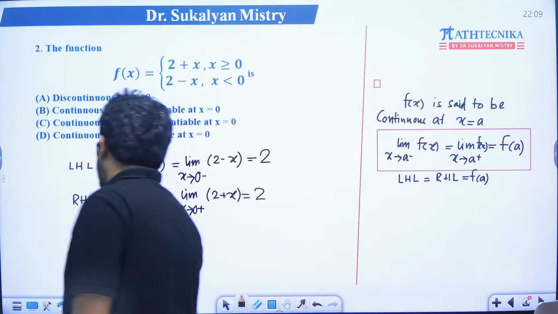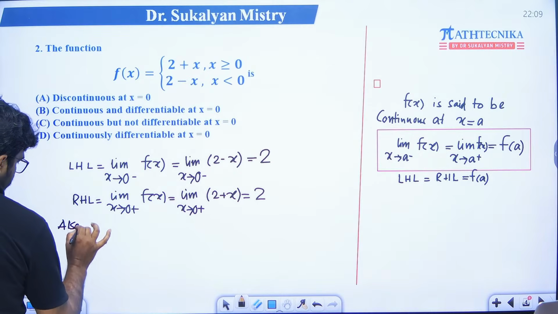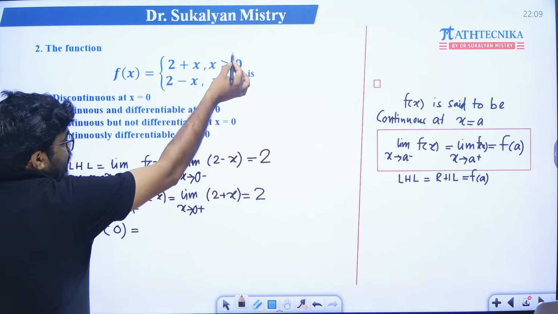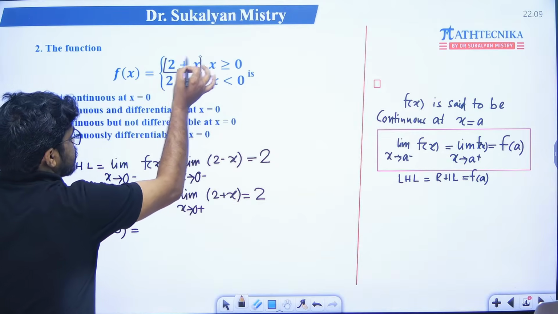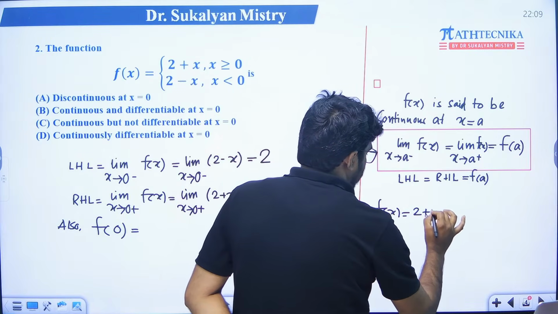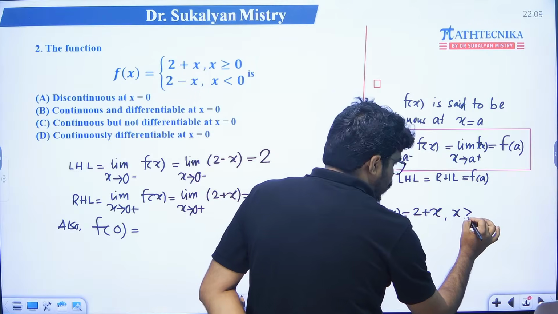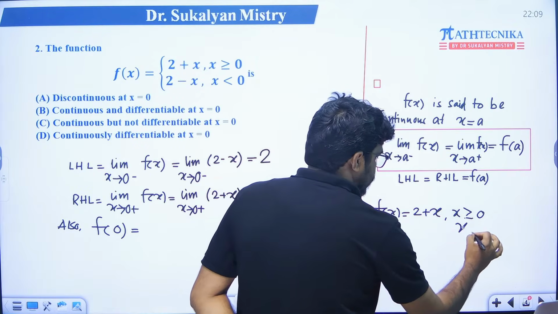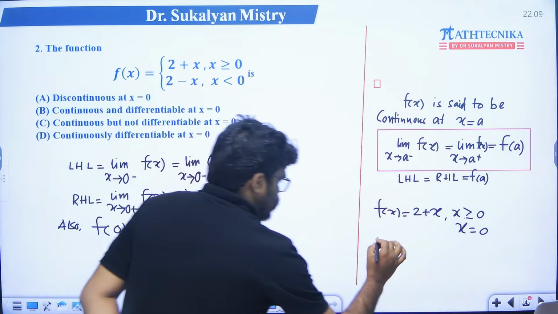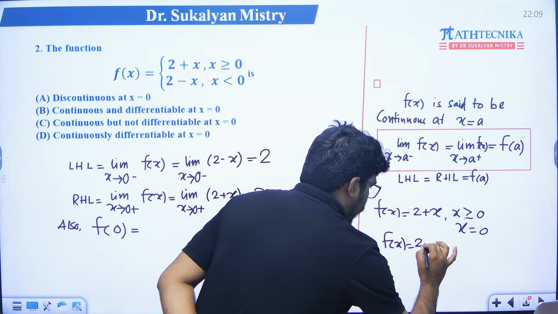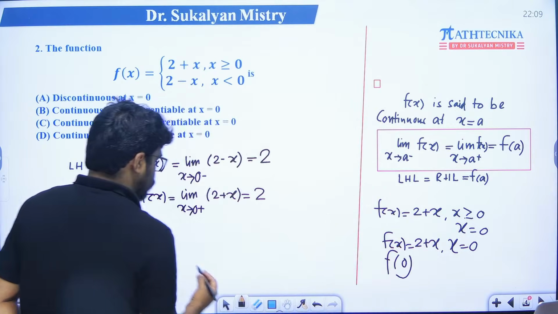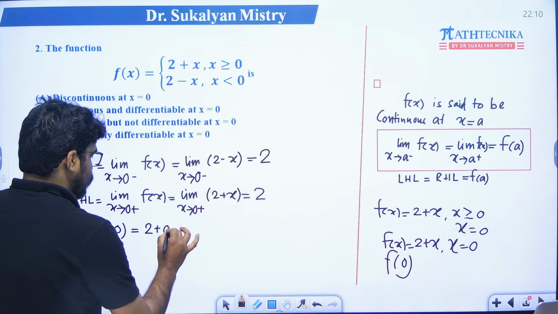So also f(0). See this. When x is greater than or equal to 0, the value of f(x) is 2 plus x. That is, when x is equal to 0, the value of f(x) is 2 plus x. So for f(0), just put x equal to 0. What we get is 2 plus 0, that means 2.